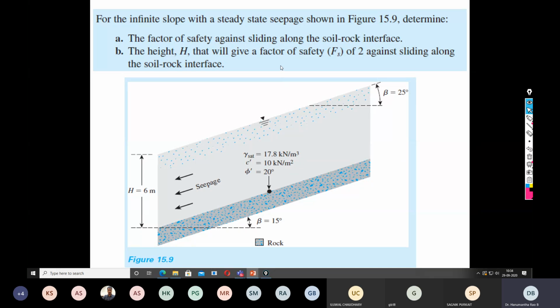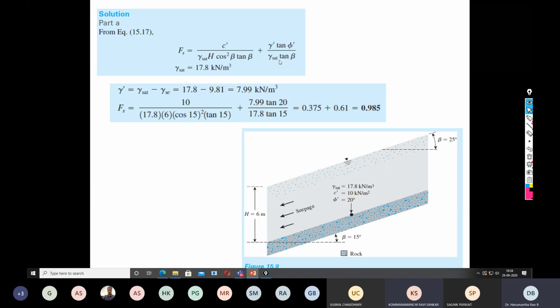The second, if the factor of safety is 2, then what should be the thickness of the soil layer on the rock? Sir, is beta 15 or 25? Let me check it once. Beta is 15, not 25. It's the bottom angle.